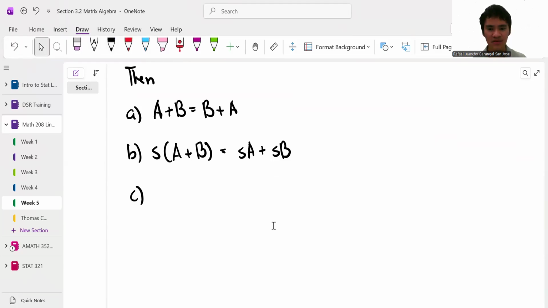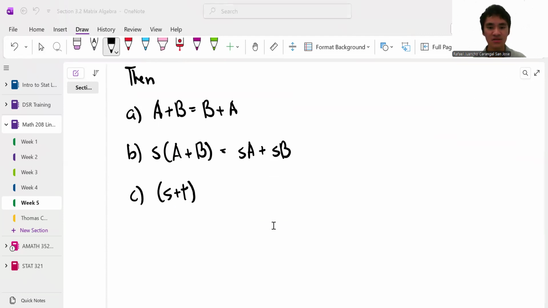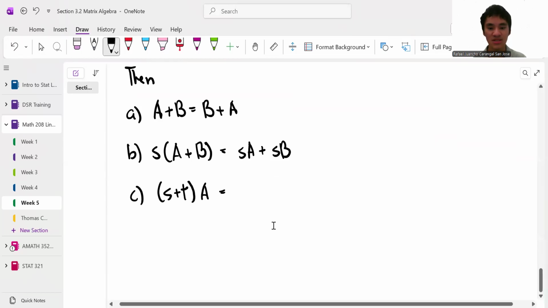We also have this property where it's also distributive, but we have the sum of two scalars multiplied by a matrix is the same as multiplying those scalars to that matrix, then adding them.